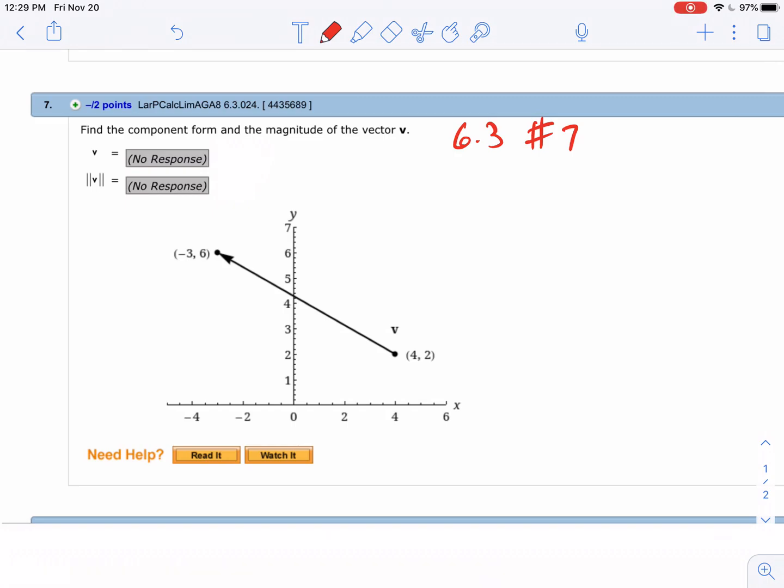Okay, so again, they're asking us for a component form vector and the magnitude. So remember to do component form, you do terminal minus the initial. So we would have something like the vector, and we use the angled brackets, terminal, -3, minus the initial. So I take my x's from the terminal minus the initial, and then I do my y's, which would be 6 minus the 2. And so my vector turns out to be -7, 4.